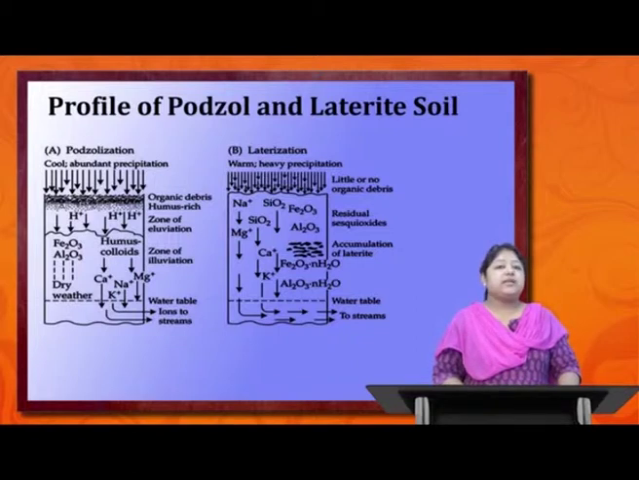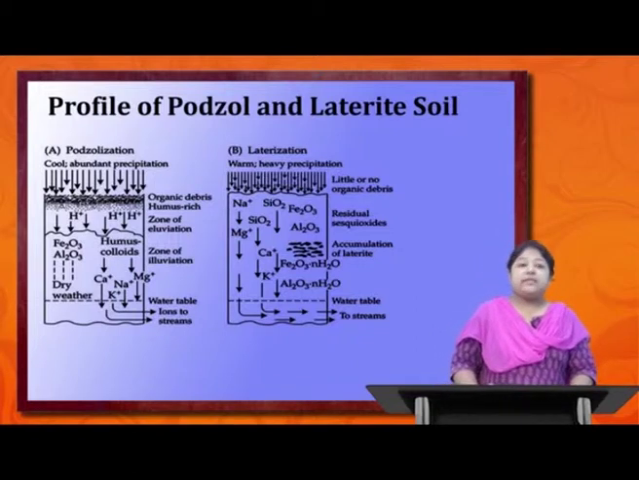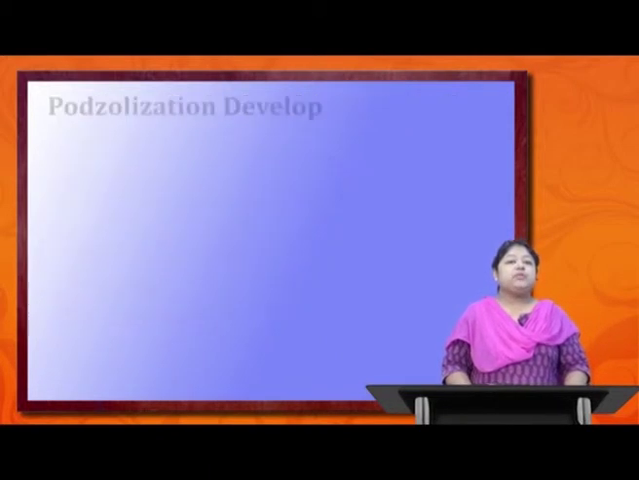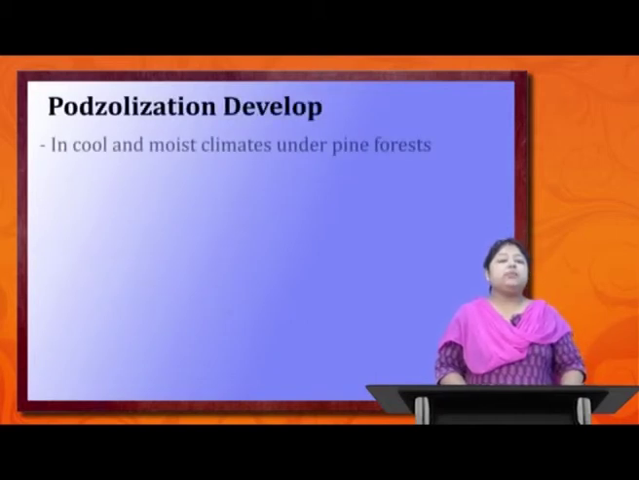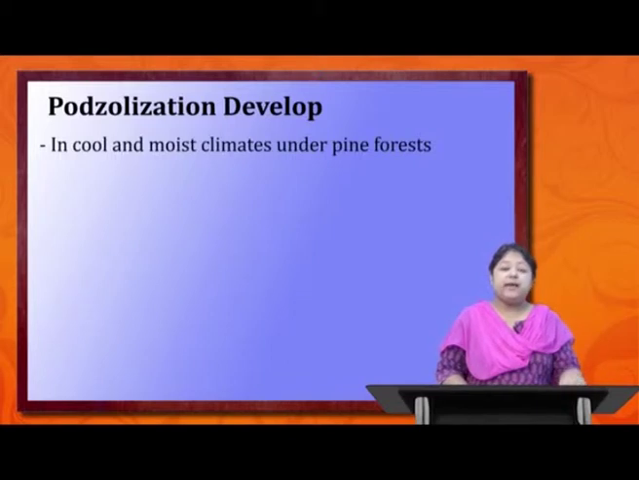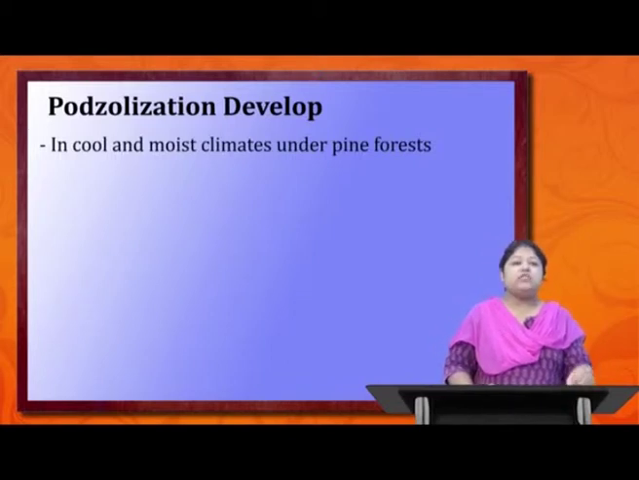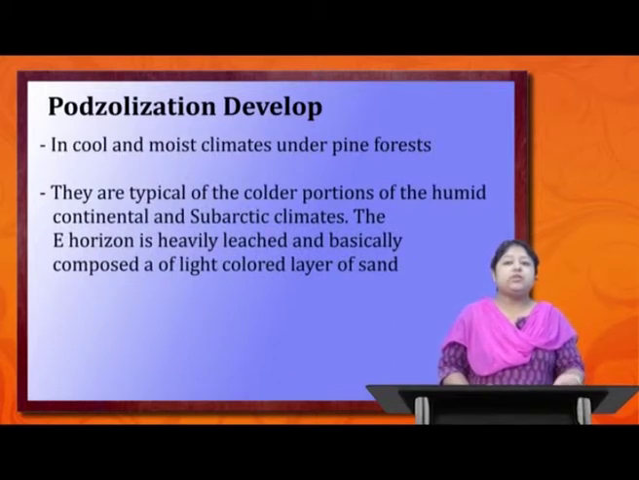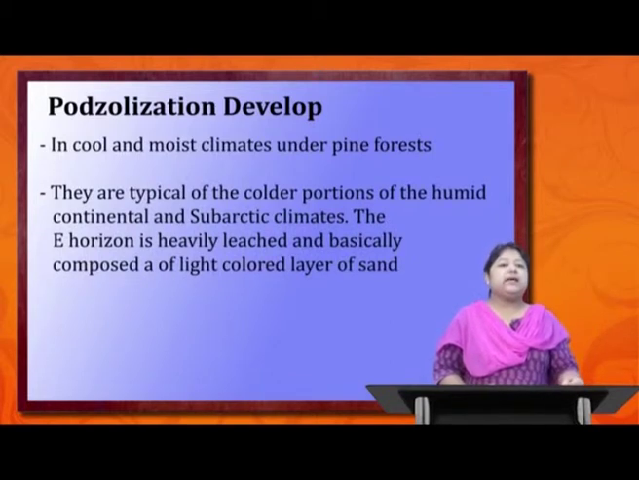And this podzolization is very much active in cool weather and when there is abundant precipitation. You see, it develops in cool and moist climates under pine forests. There are acid falls from the pine which makes the soil very much acidic. And they are typical of the colder portions of the humid continental and subarctic climates.